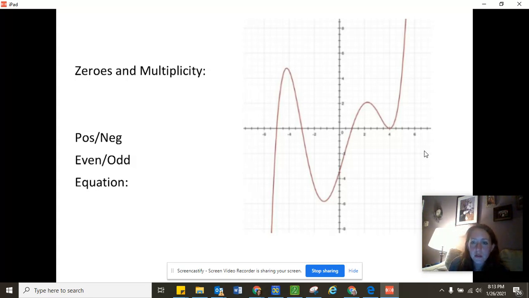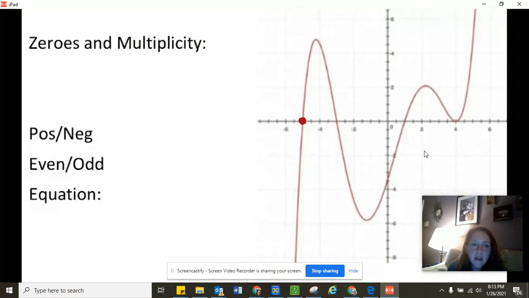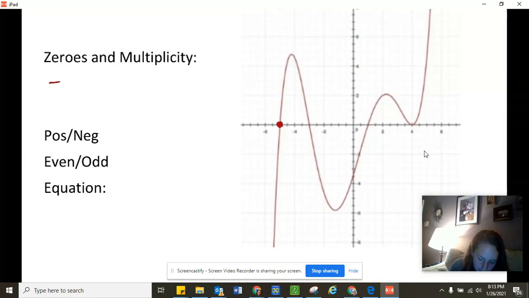So as far as zeros and multiplicities, zeros are your x-intercepts. Can also be called roots. All right, so right here, if you can see that, there's one at negative 5. Okay. And it just goes straight across to the other side. So I'm going to put a C for cross.